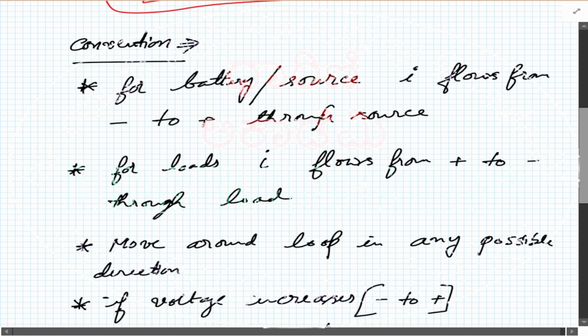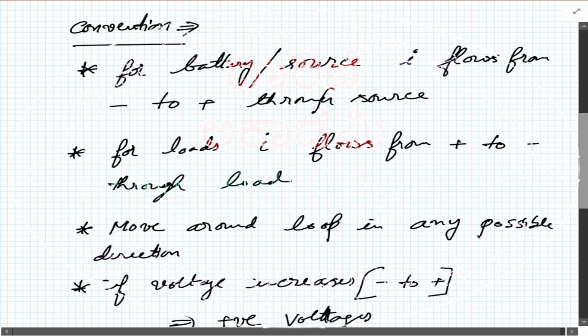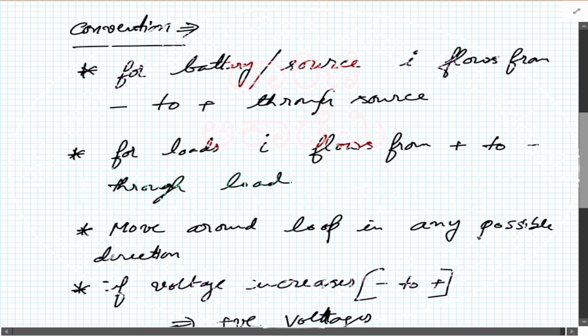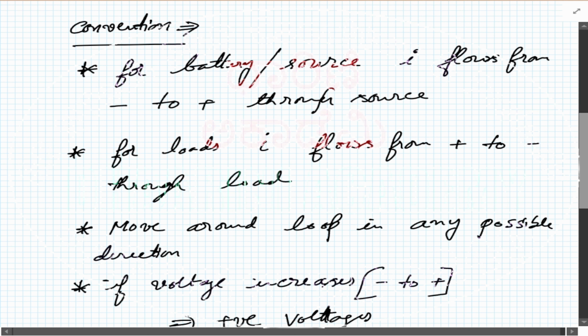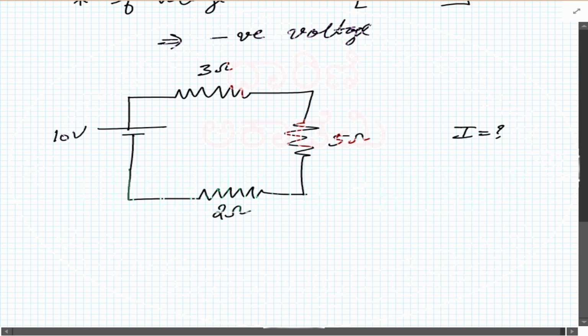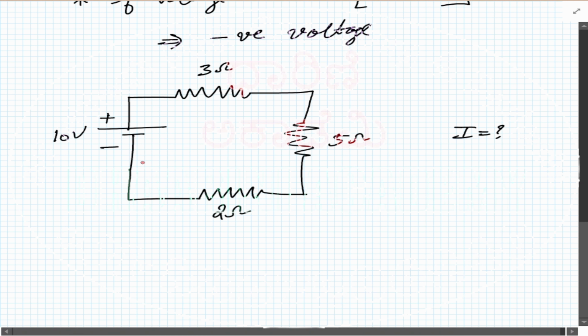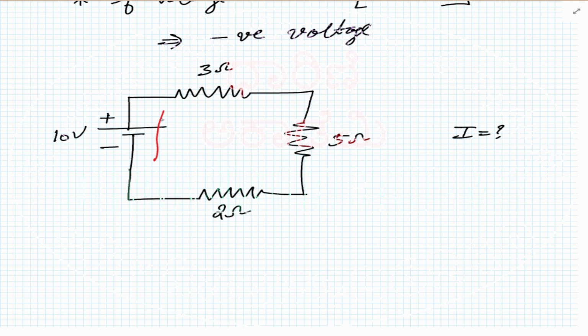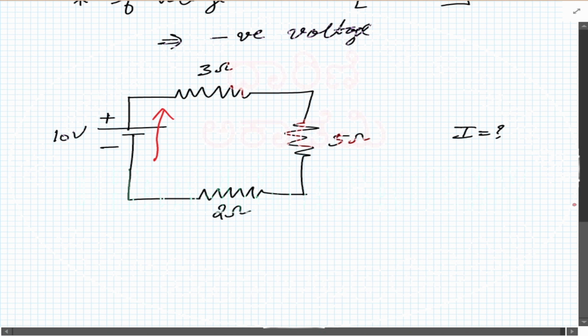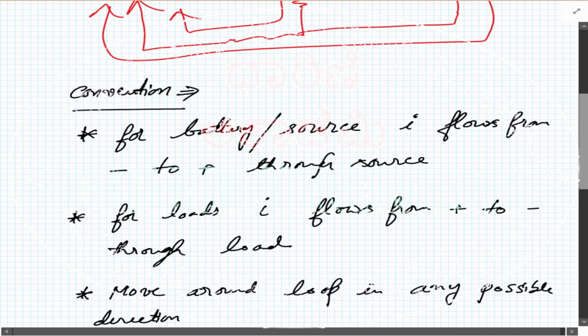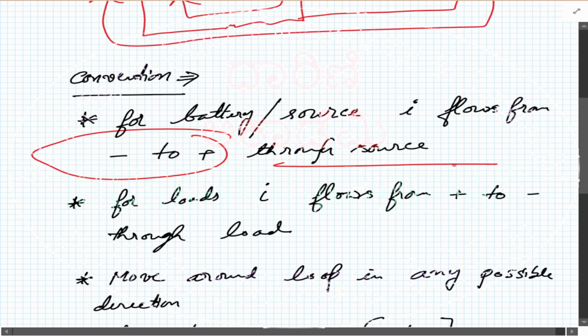Okay, so we'll come back to the convention to be followed. Look where the battery is, and for a battery, mark plus and minus, and current is going to flow from minus to plus through the source. So this is a battery. The battery's larger terminal is positive and this is minus. According to this convention, we have to assume the direction of flow of current is minus to plus through the battery. So the convention says it is minus to plus through the source.